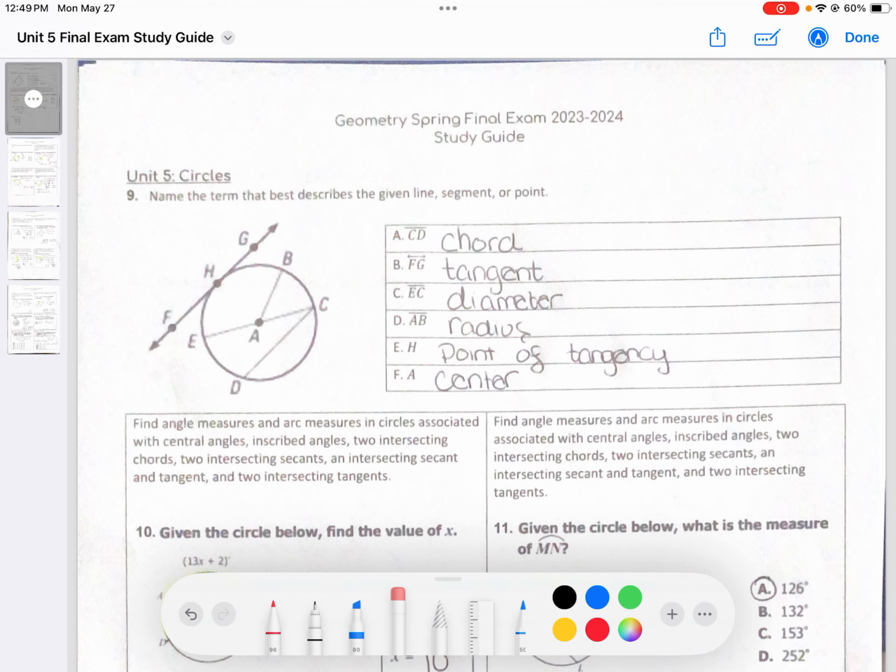All right. Once again, CD is a chord, a segment connecting 2 points on the circle. FG is a tangent line because it hits 1 point on that circle. EC is the diameter because it's a special type of chord that goes through the center of the circle. AB is the radius, the distance from the center of the circle to the edge of the circle. H is the point of tangency, and A is the center.